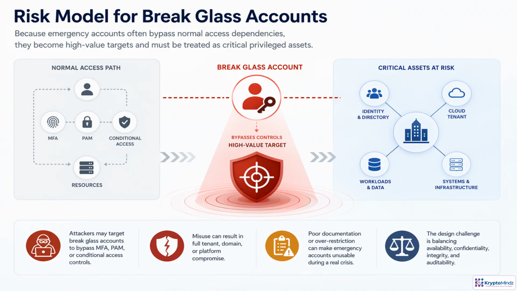Think of a break glass account as emergency equipment. It must work immediately in a crisis, but it cannot be easy for anyone to grab. That tension defines the risk model. If it is too accessible, attackers can use it to bypass MFA, PAM, or conditional access and move straight to critical systems. If it is too restricted, your team may be locked out when recovery matters most. The goal is controlled availability, strong protection, clear documentation, regular inspection, and unmistakable logging whenever the account is used.